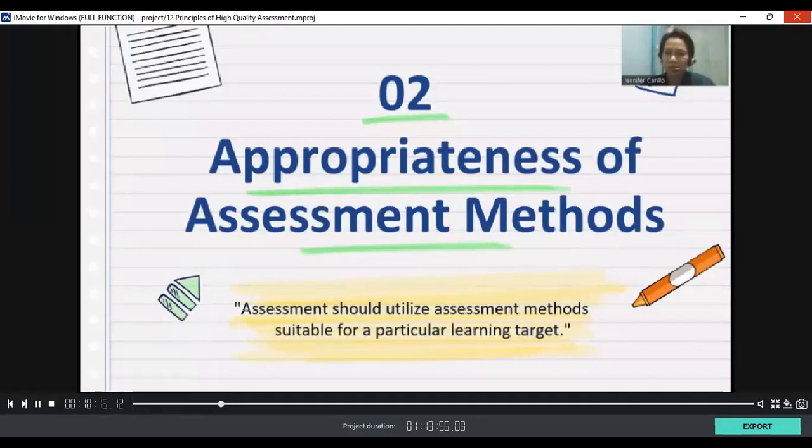So for example, if you want to assess the ability of the students in dancing, therefore, you will use an assessment appropriate for it, which is performance test. And you will not use multiple choice or essay, because if you use multiple choice and essay, you will not assess the true dancing skill of the students. So the second principle, your assessment method should be appropriate to the learning outcome that you want to test.